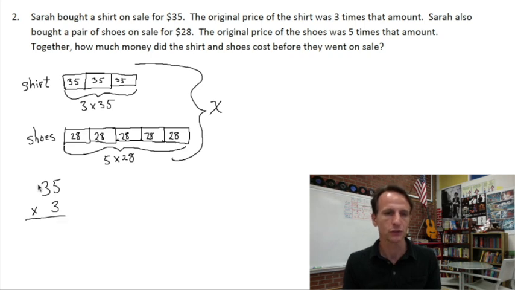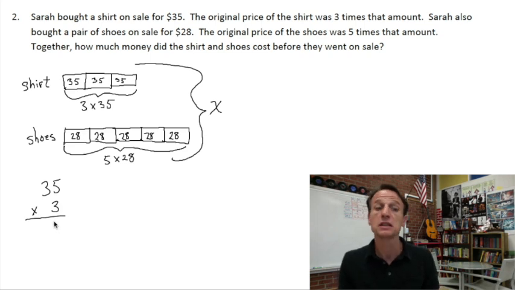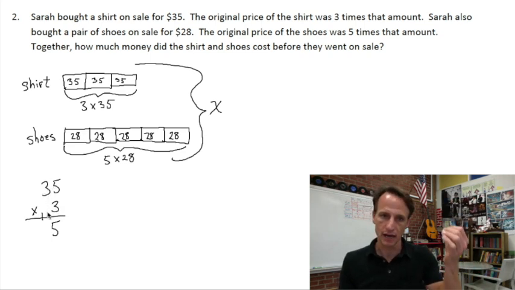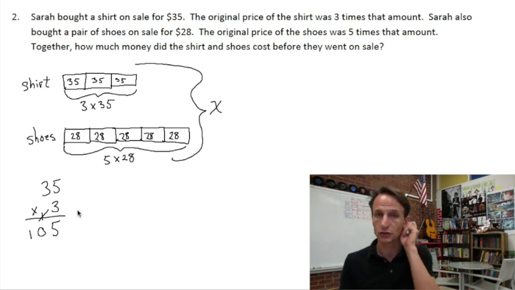We're doing standard algorithm here. 3 times 5, then 3 times 3 with regrouping as needed. 3 times 5 is, that's right, 15. Regroup the 1 in the tens place. 3 times 3 is 9. Cross it out with me. 9 plus 1 is 10. So the shirt originally cost $105.